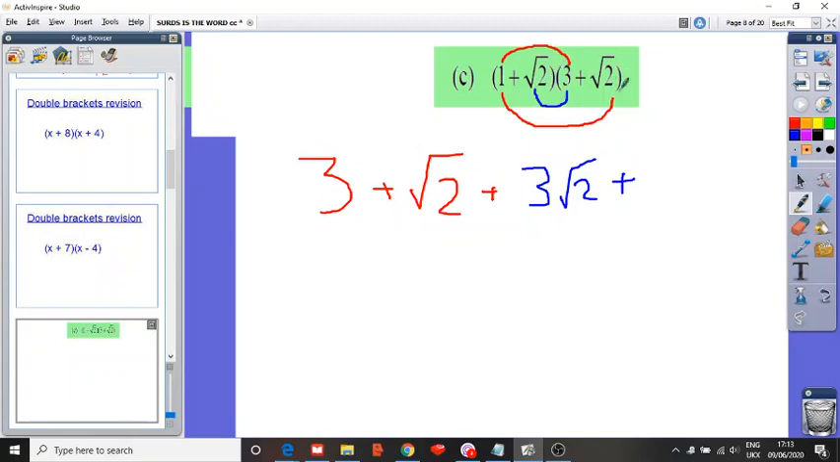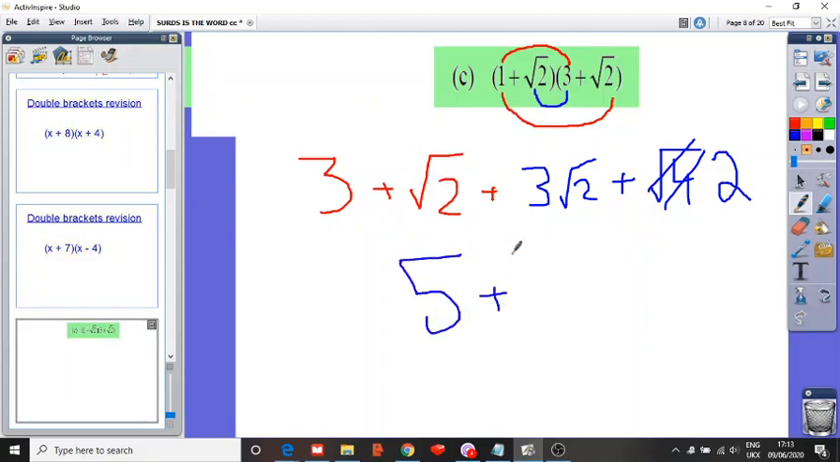Now the square root of 2 times the square root of 2, I'm going to do this a long way, is the square root of 4. Now when you see a square root of 4, you should look at that and think, hang on a minute, 4 is a square number, so I'm actually going to replace that with 2. And then you see what I can add together. I've got a whole number 3 and a whole number 2. I can add that together to make 5.